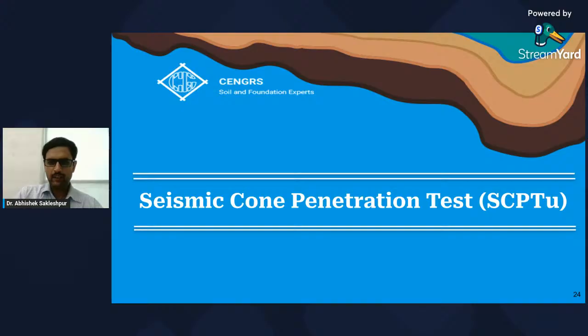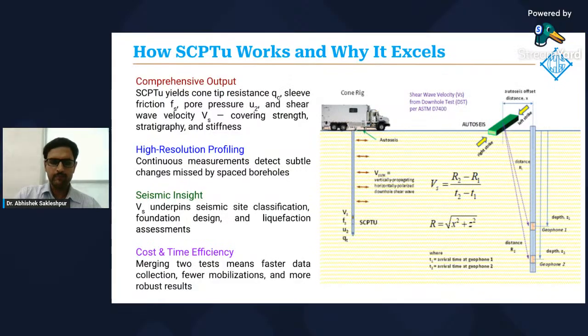Now let's look at the seismic cone penetration test, the SCPTu. So how does the SCPTu work and why does it excel? Basically, the seismic CPTu is nothing but your regular CPTu, but we attach a seismic module to the CPT probe, and we have a shear wave source at the ground surface. The seismic module consists of two geophones, a top geophone and a bottom geophone, that are capable of recording the arrival of shear waves or compression waves.